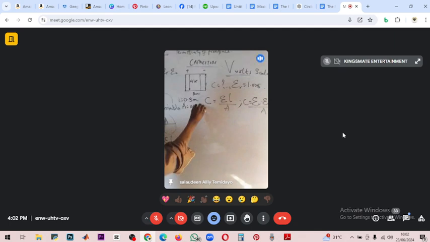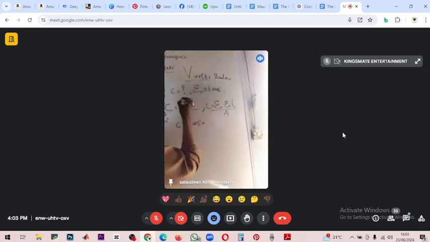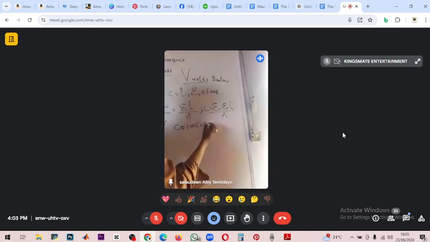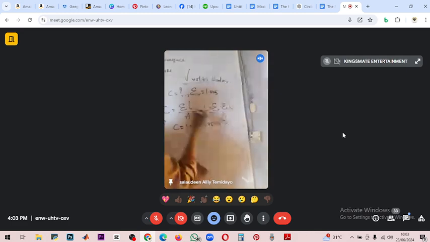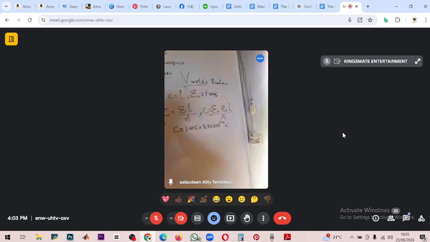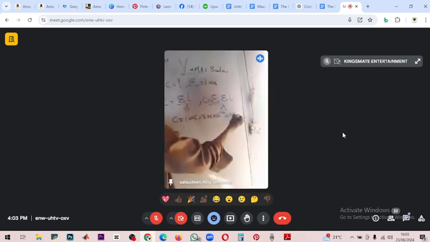The electric constant, that's 1.005 times epsilon naught, is that of air, which is 8.85 times 10 raised to power minus 12, times L, the distance that separates them. That is 0.3, right? So 0.3.